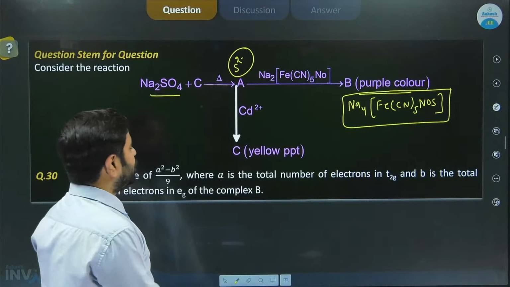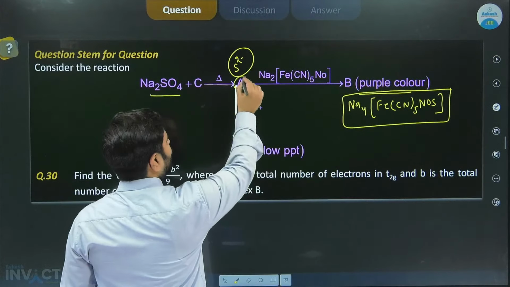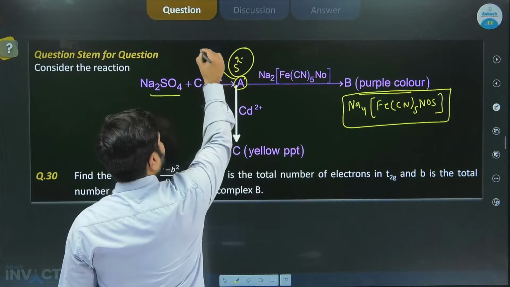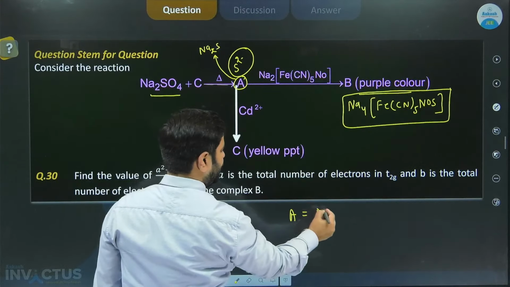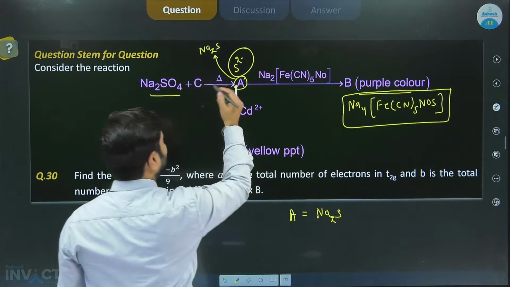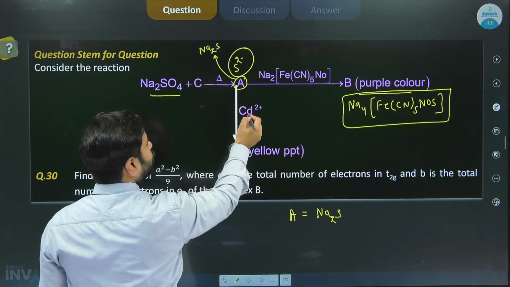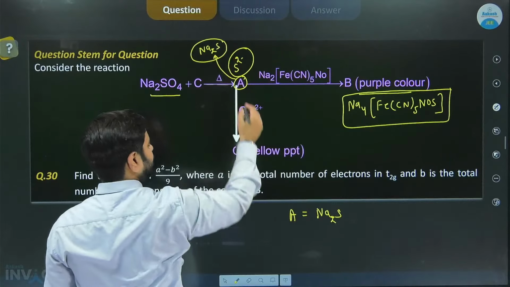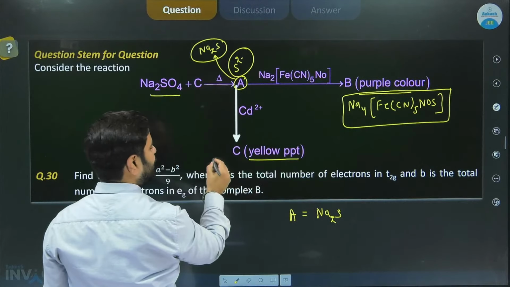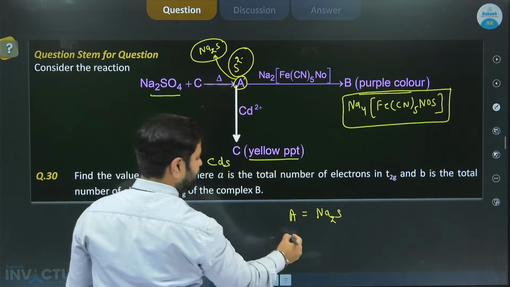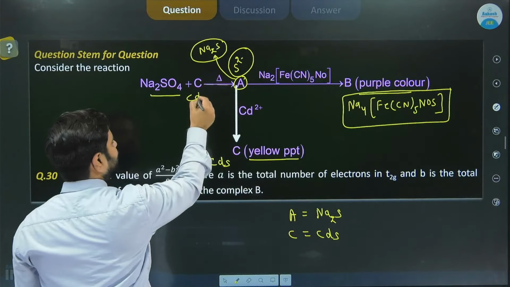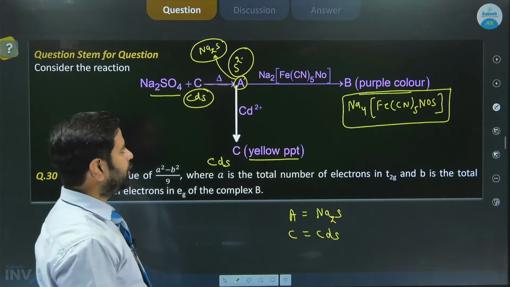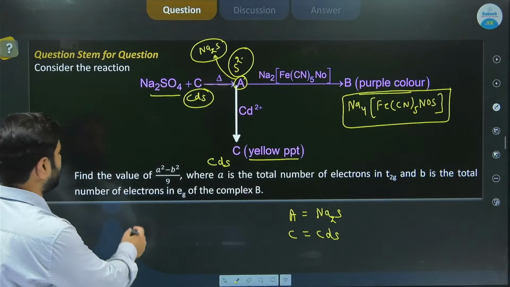Now, A we can judge: A would be Na2S. So A is Na2S. If A is Na2S, then when Cd2 plus reacts with the S2 minus, it will form a yellow precipitate of CdS. So C would be CdS. So what would we see here? CdS. Okay. Now let's see what is asked in the question.